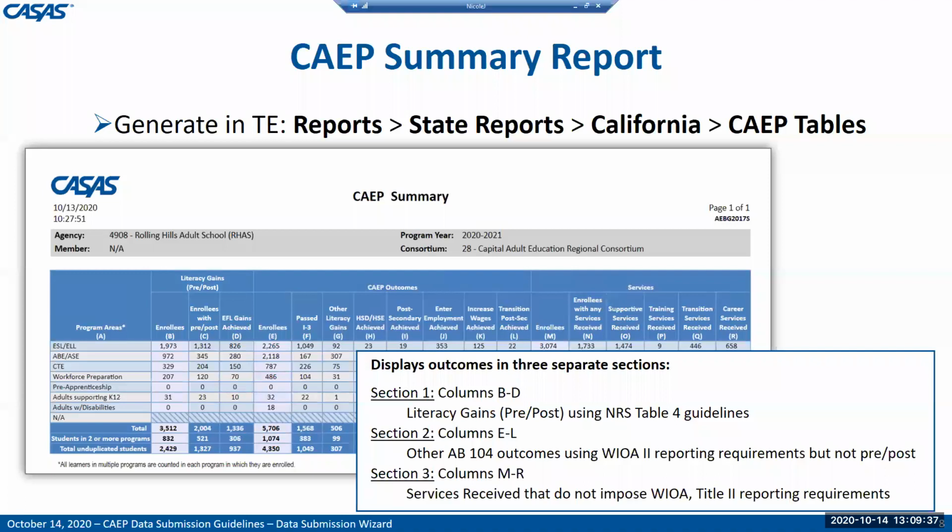This follows more of the WIOA2 guidelines. They'll be in those 3 columns. Now we're looking in section 2, that's columns E through L. These are other AB 104 outcomes that are used for reporting requirements, but they don't require pre and post tests. So maybe you have more students in this section. Now section 3 is our bigger section. These include students that have received services, but they don't impose those WIOA2 reporting requirements. So maybe a majority of the students will be in that services section.